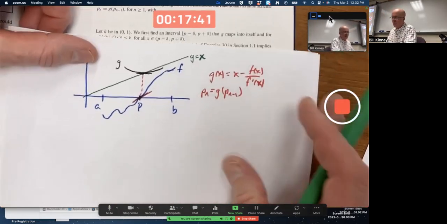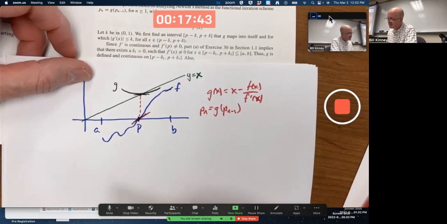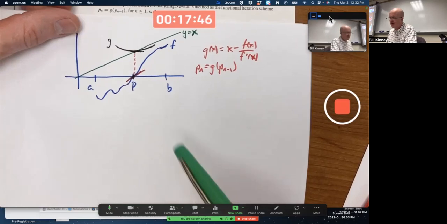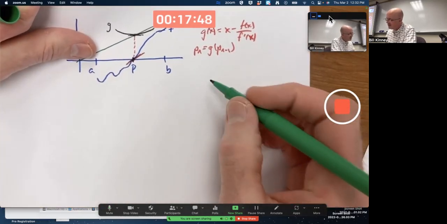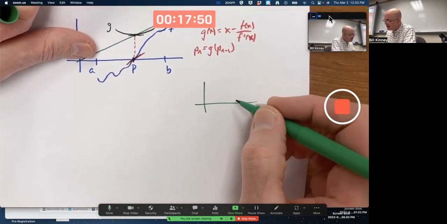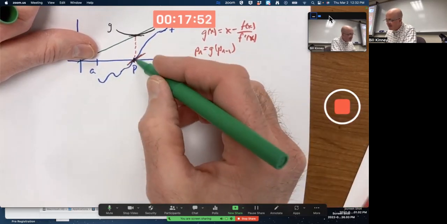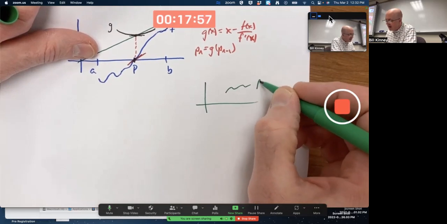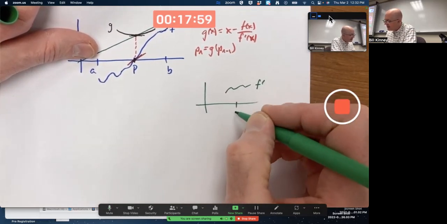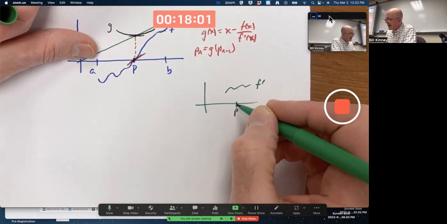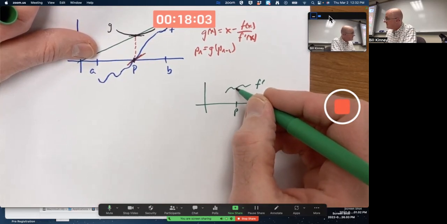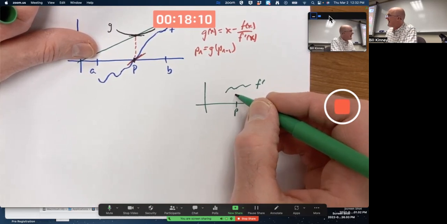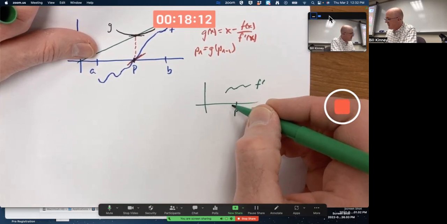Well, when your function is continuous... I don't have the graph of f prime here. Let's just pretend we've got the graph of f prime. Near P, its values are going to be positive and maybe oscillating a bit. This might be what the graph of f prime looks like near P. Its value at P is non-zero, and I've drawn it to be positive.